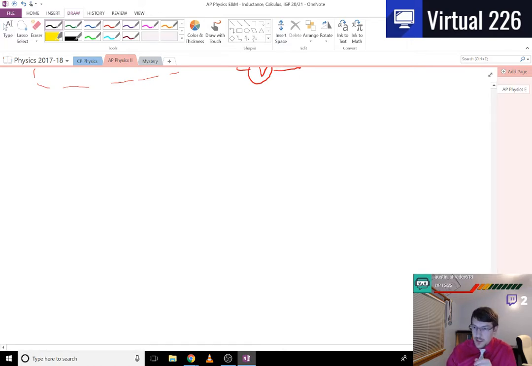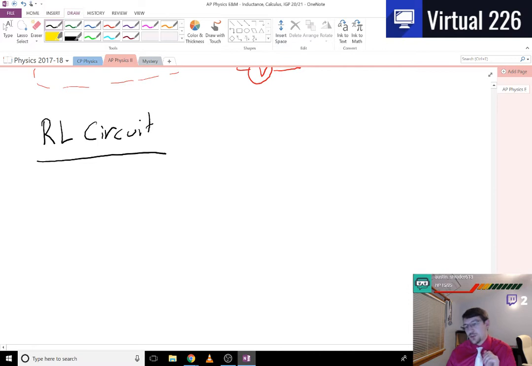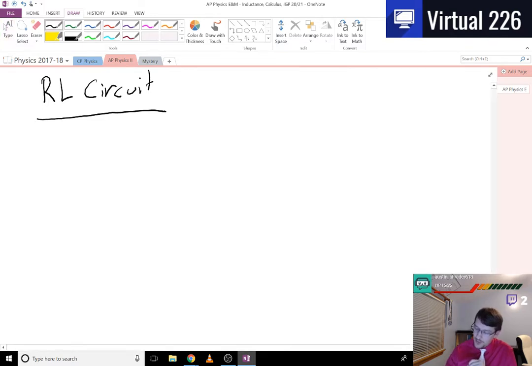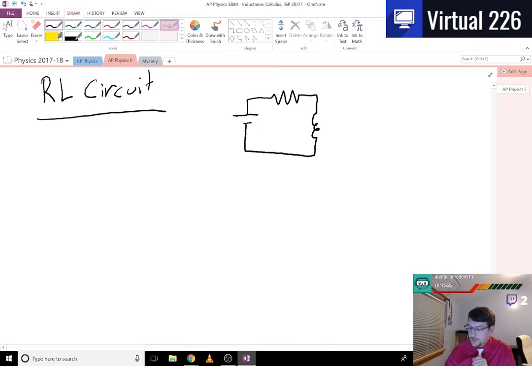This is how we could look at an RL circuit. This is a resistor inductor circuit. So in general, what we have here is some sort of EMF, a resistor, and an inductor. That's what we've got. If we look at this circuit, the EMF here is going to be driving a current this way. That's the current, thanks to the EMF.